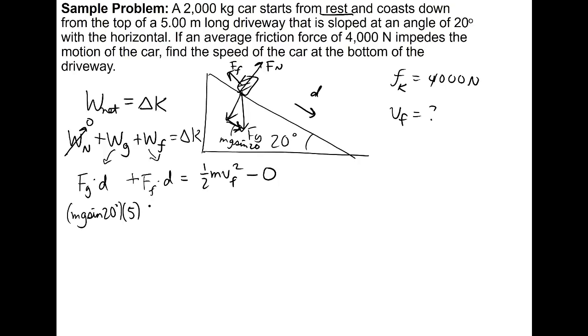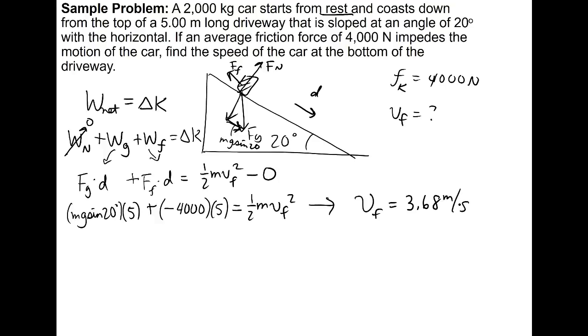Now we add in the force of friction, and that's going to be negative 4,000, because that's going opposite our displacement. That's times 5. That's equal to 1/2 m v final squared. And we can just plug and chug in this. We can find that v final is 3.68 meters per second. If we had started with some initial velocity, we would factor that into this, but this was pretty straightforward.